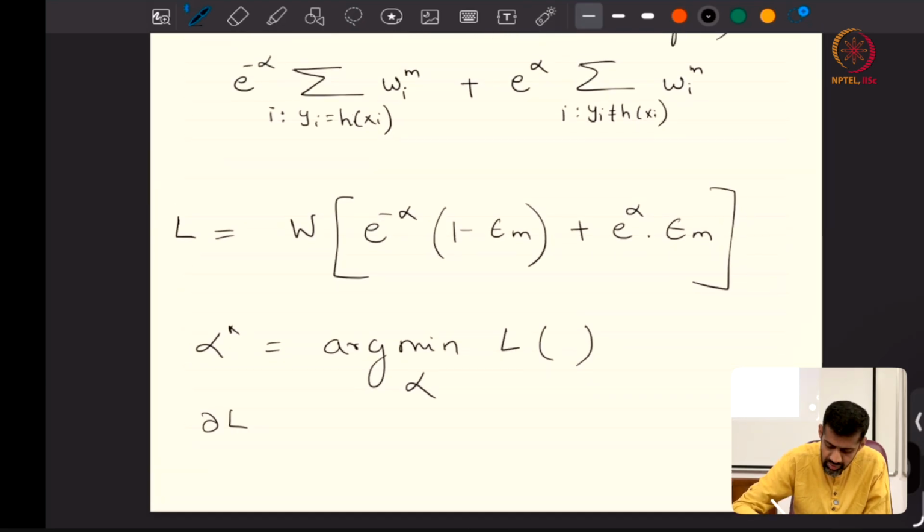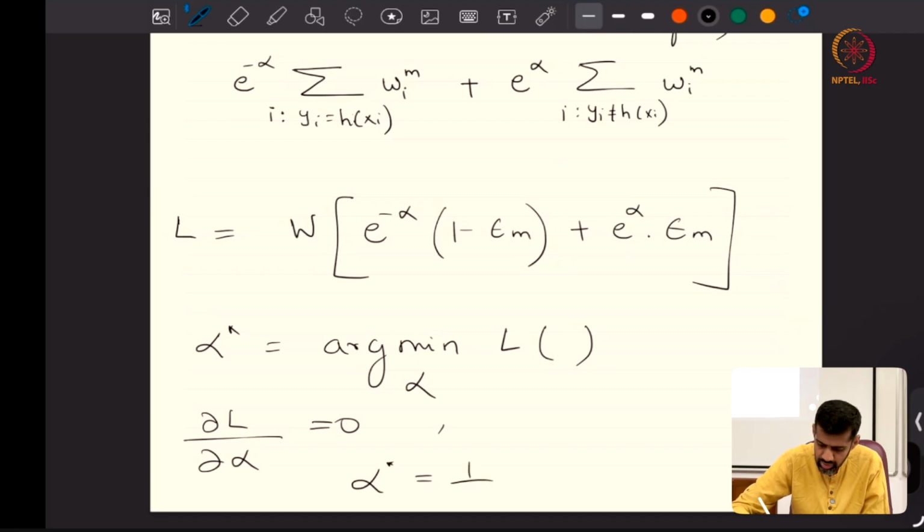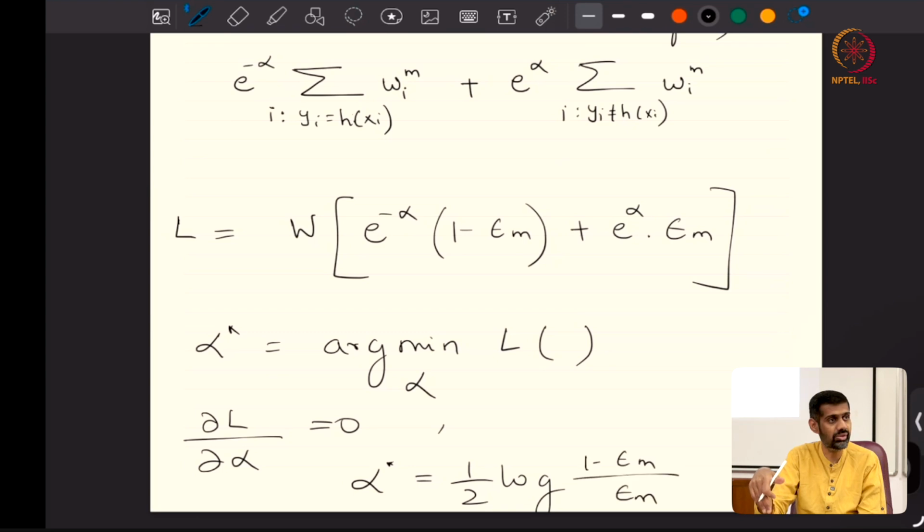Therefore, consider the derivative of this with respect to alpha and put it to 0. If you do the algebra, I will skip it. So, you will get alpha star to be equal to half log 1 minus epsilon m divided by epsilon m. Is exactly what Adaboost says, no? Please do this. Just take the derivative and rearrange the terms and you will get it. So, that is it. We completed the Adaboost algorithm.